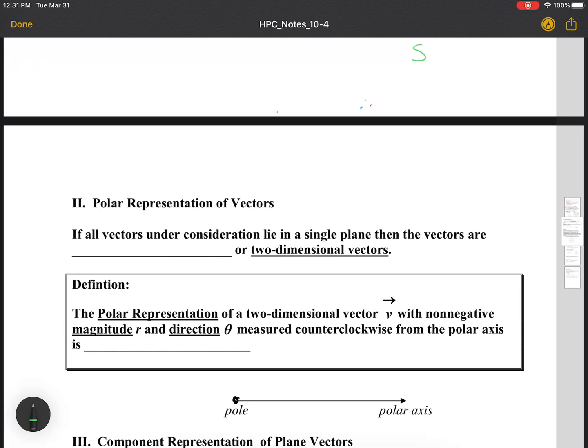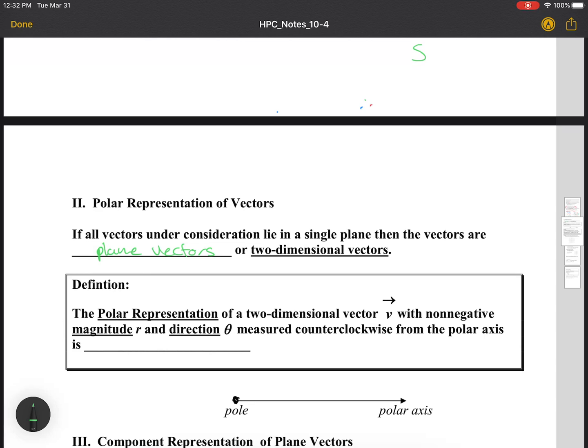So, moving on, a couple more definitions. We're going to talk about polar representations of vectors. If all vectors under consideration lie in a single plane, then the vectors are plane vectors, or they're two-dimensional vectors. That just means that they only deal with two components, like they only deal with x and y. In this case, it's the polar definition, so we're dealing with r and theta.